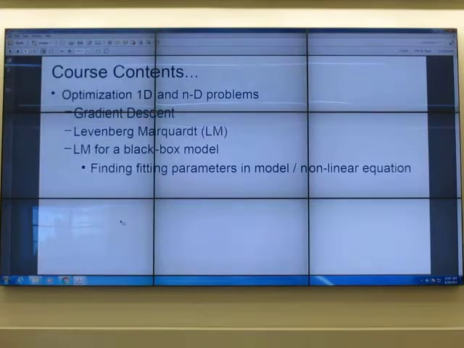So let's say we have a model, okay? You do research, you do PhD, you do MS, you have a model. In your model, you have fitting parameter. And how do we find those fitting parameters that allow the match between the prediction with the experimental data very well, okay? And that will be gradient descent, Levenberg-Marquardt, and Levenberg-Marquardt with black box model, okay?